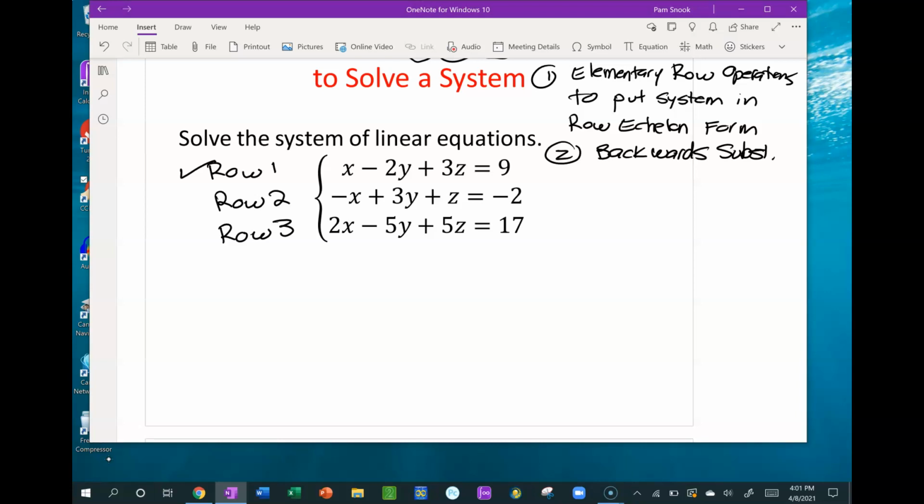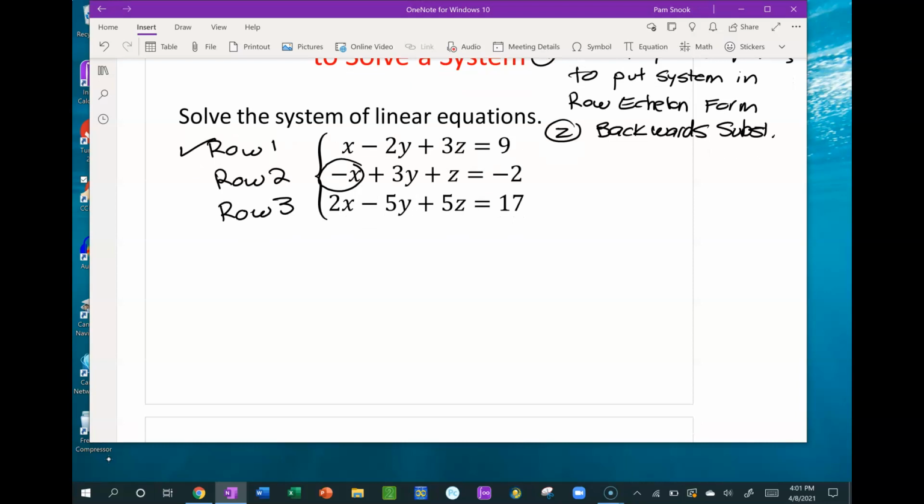Now for row two, I have this negative x there, and I need to eliminate that. So here's where elementary row operations come in. And what that means is I can add rows together, I can subtract rows, I can multiply rows and then add them or subtract them. And I'm going to write down each elementary row operation as I go. So my new row two, I'm going to make that equal to old row two plus row one. So this is the elementary row operation.